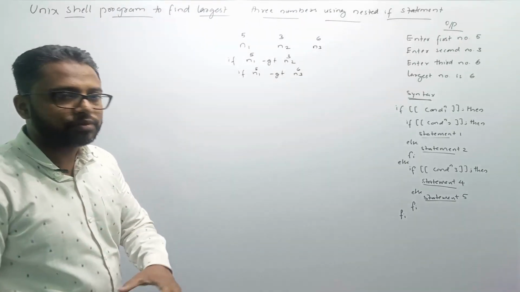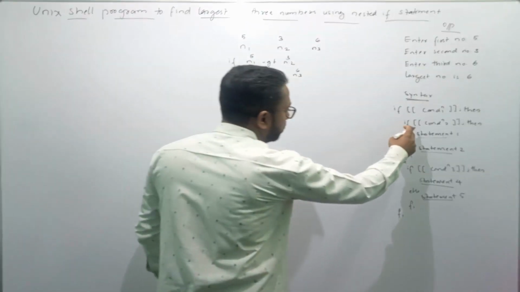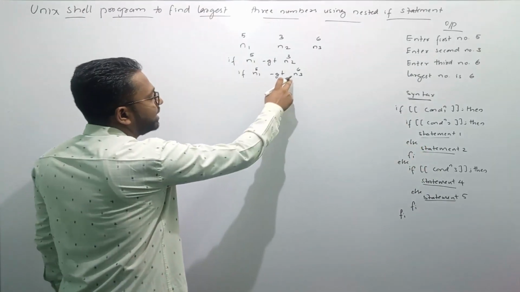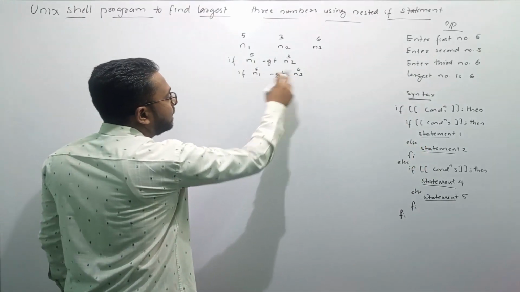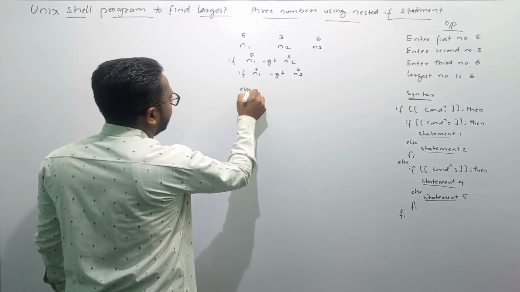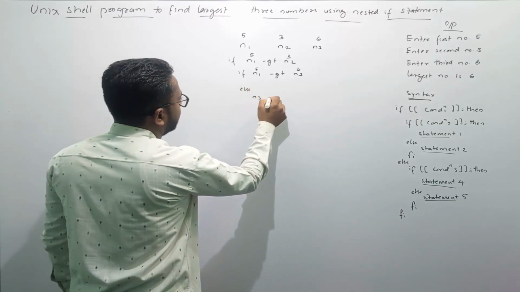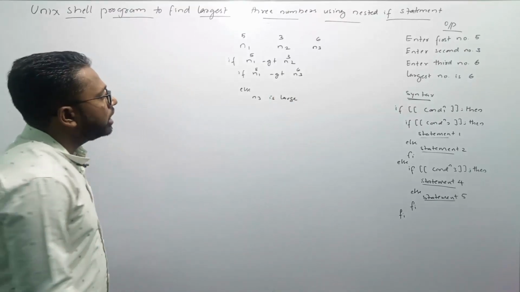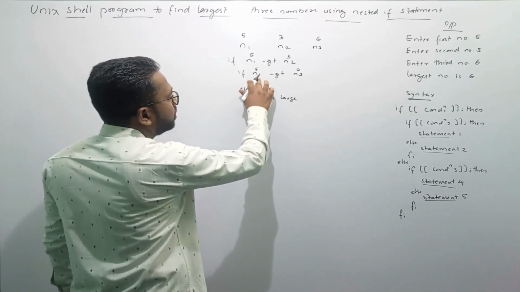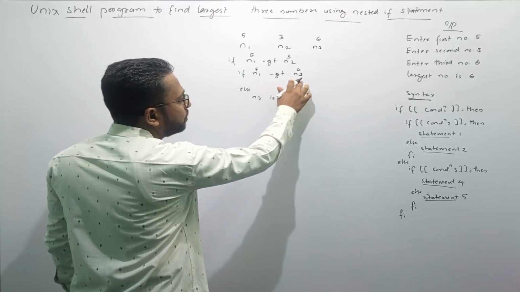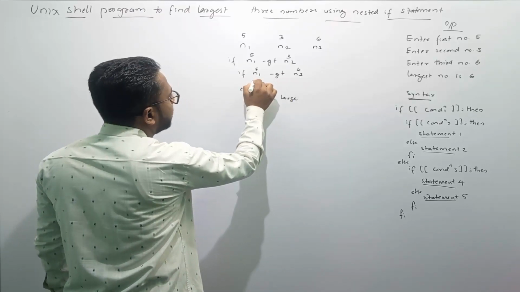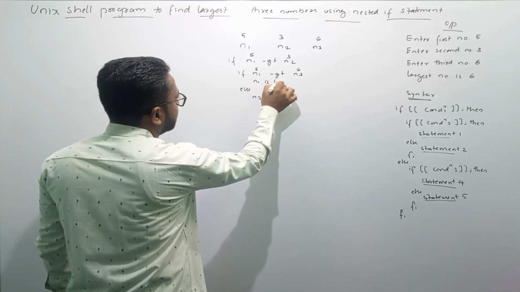Now the condition becomes false, that's why control will come to the else block, where we will print the output as n3 is large. Else n3 is large. If the n1 value is greater than the n3 value, then control will come inside the if to execute the n1 is large message.